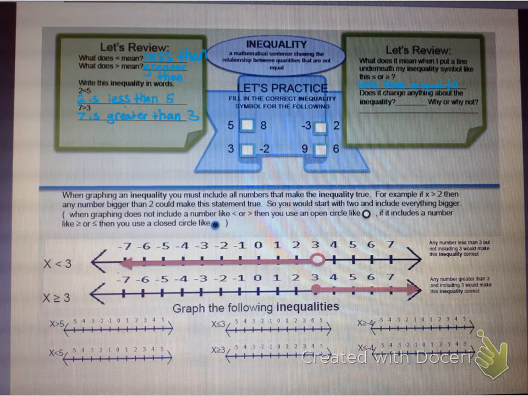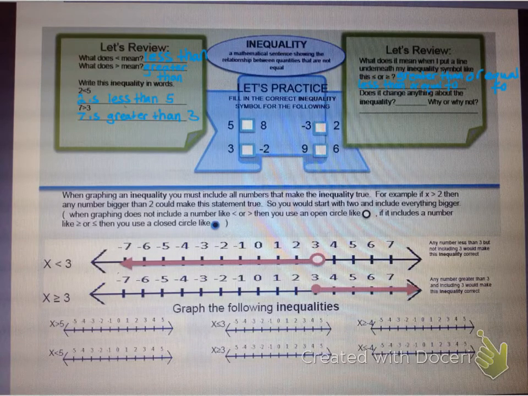Our next top right green box is talking about what it means when that little line is under our less than and greater than sign. And it has two meanings. It's either going to be greater than or equal to, or it's going to be less than or equal to. So the signs have the same saying, but if it's got that line, we're going to also say equal to.